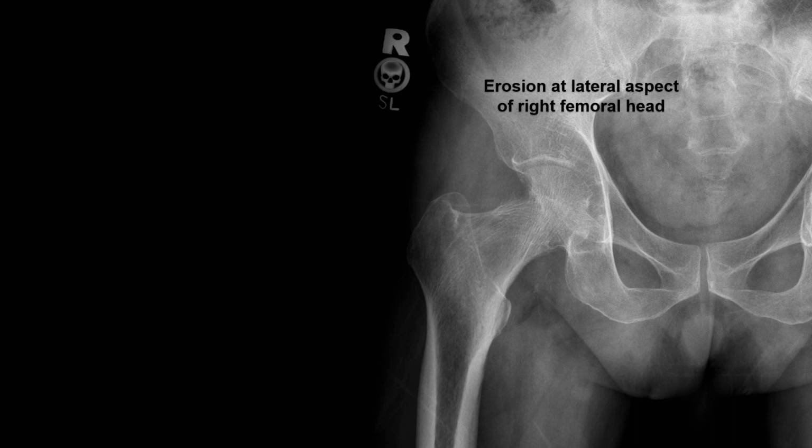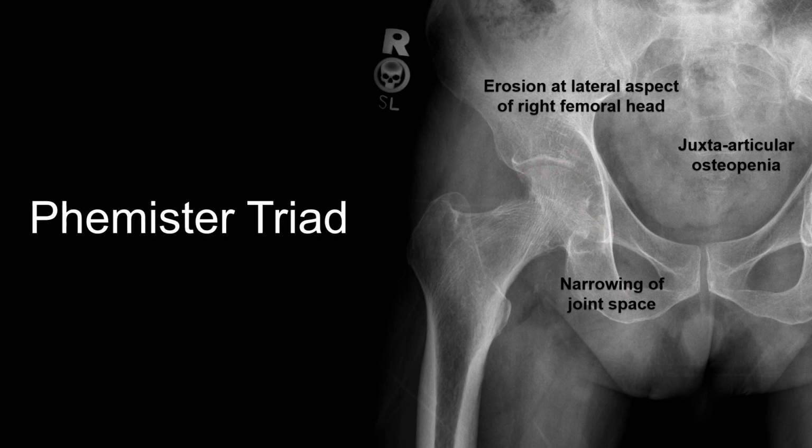Can you see the erosion at the lateral aspect of the right femoral head? This is the right femoral head. The lateral aspect, can you see the erosion here? And juxta-articular osteopenia, there is osteopenia juxta-articular here and here also there is osteopenia, and narrowing of the joint space. This joint space is very narrow. So this is the characteristic Phemister triad that is seen in case of tuberculosis.